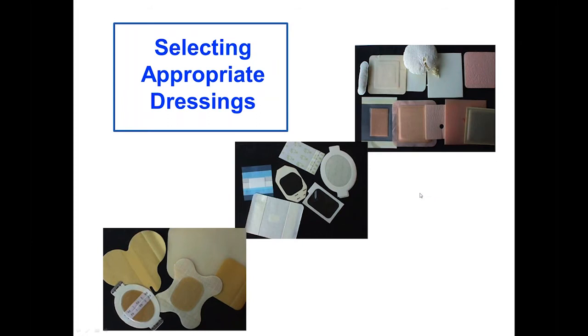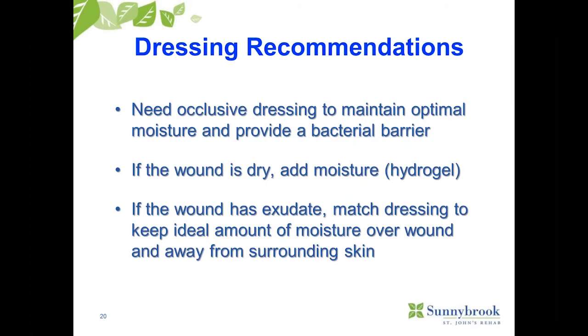Which dressing do I put on the wound? Well, unfortunately, I cannot tell you which dressing because there are over 4,000 different dressings. Okay, so we talk about principles and we talk about categories. Okay, so here are some basic principles. We want an occlusive dressing because you want to maintain optimal moisture on that wound bed and you want to keep bacteria out.